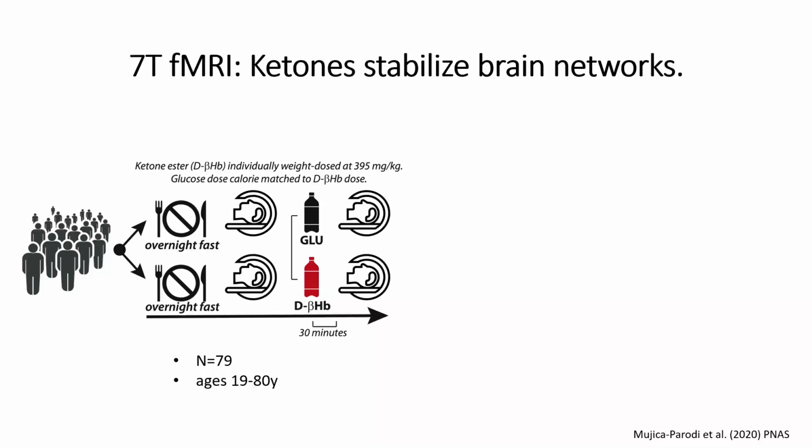We administered exogenous ketones in these subjects, and we scanned their brain function right before and right after administering the drink. And we also repeated this paradigm with calorically matched glucose to control for the calories. We did this in 79 individuals. As you can see, the age range covers the adult lifespan pretty much up to the age of 80.